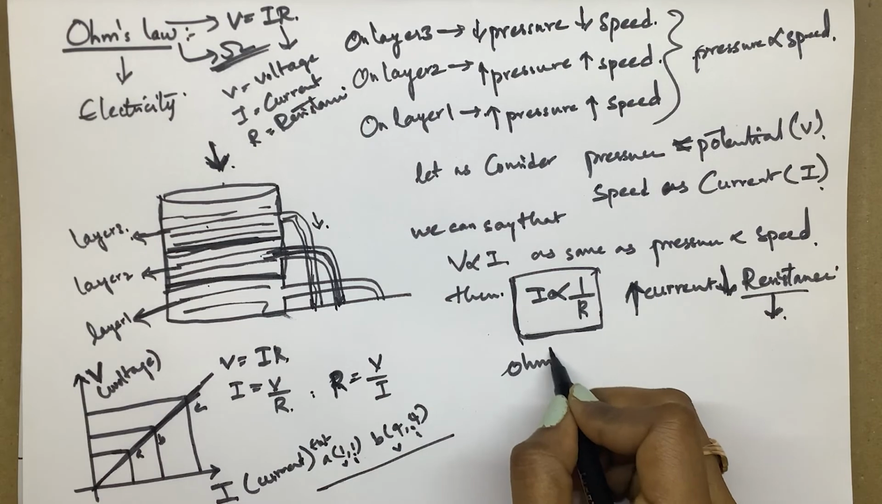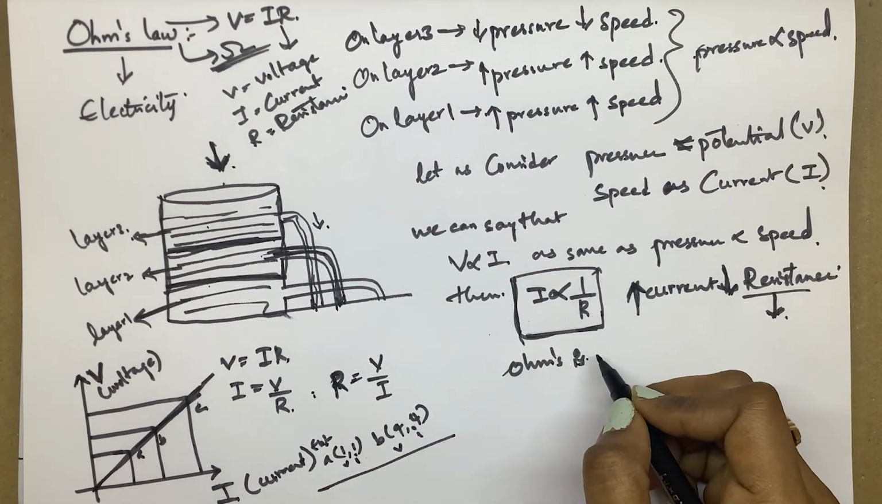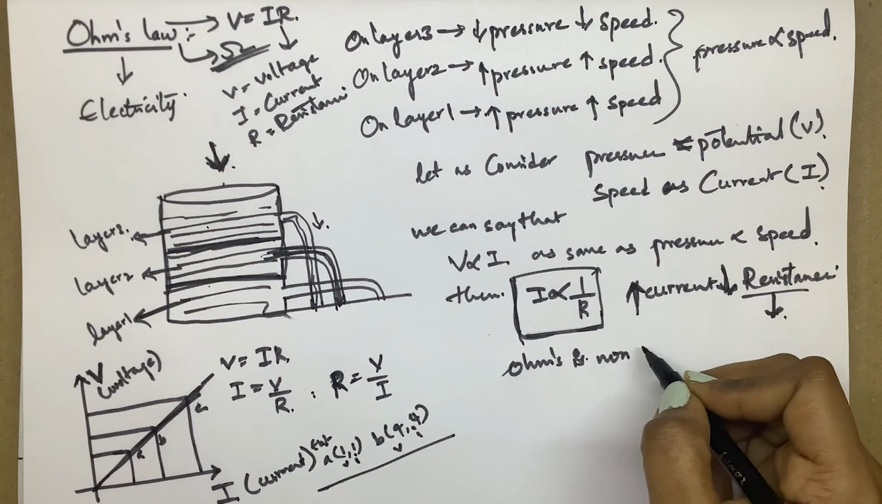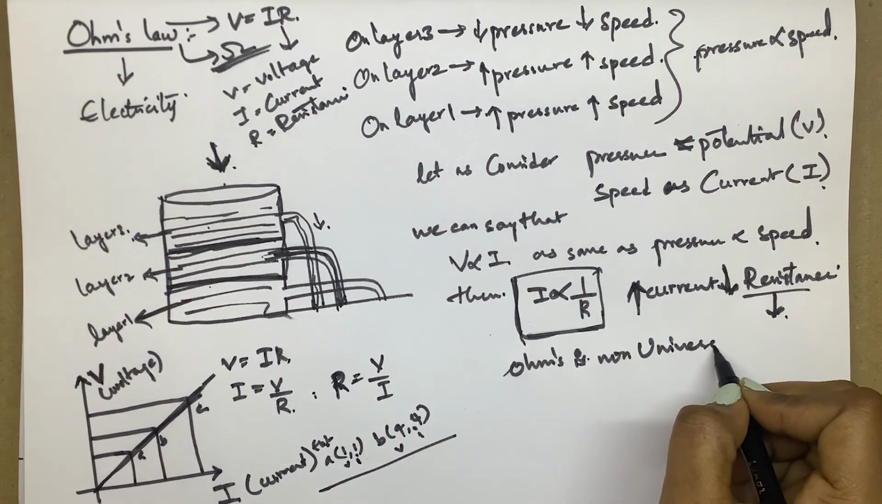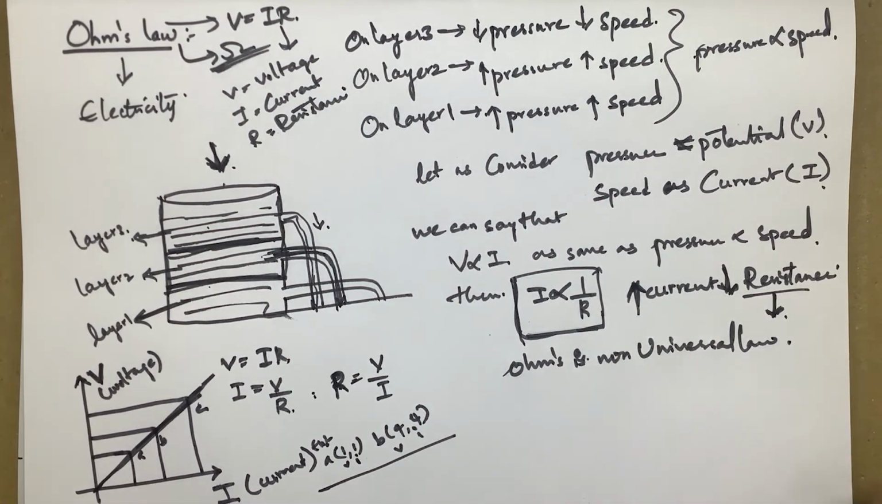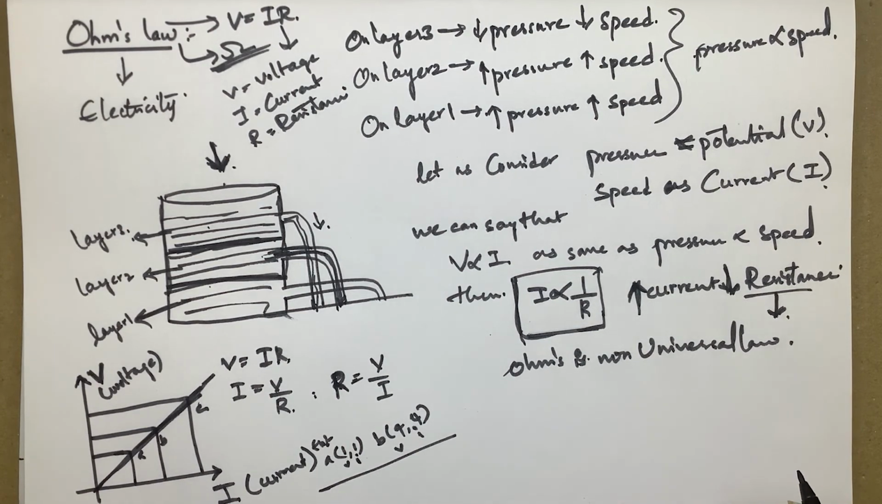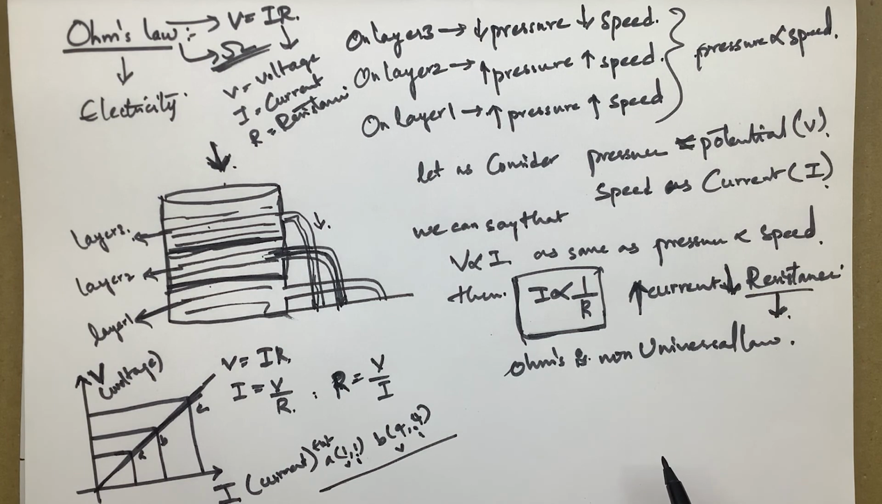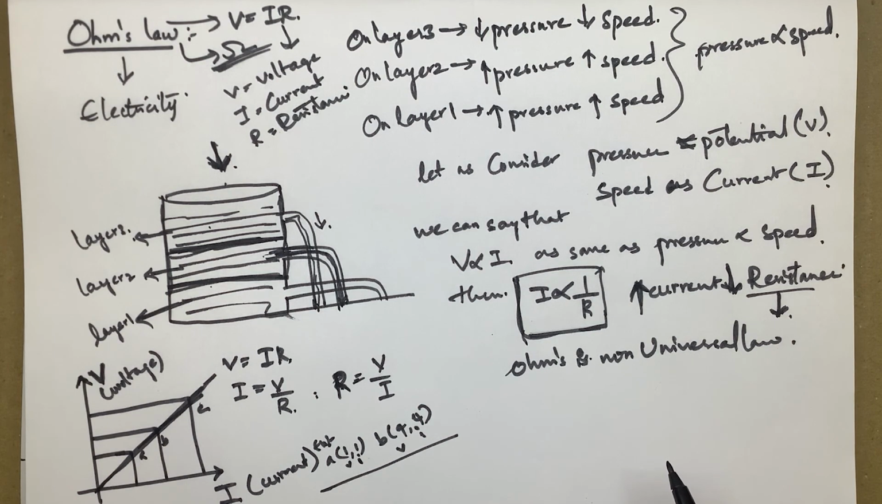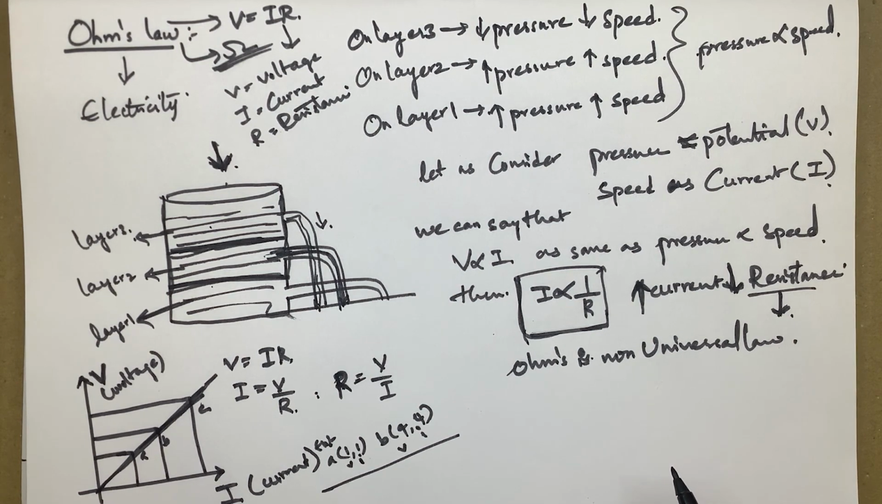Now, Ohm's law is a non-universal law because it is applicable only to ohmic conductors, such as iron and copper. But it is not applicable to non-ohmic conductors such as semiconductors.